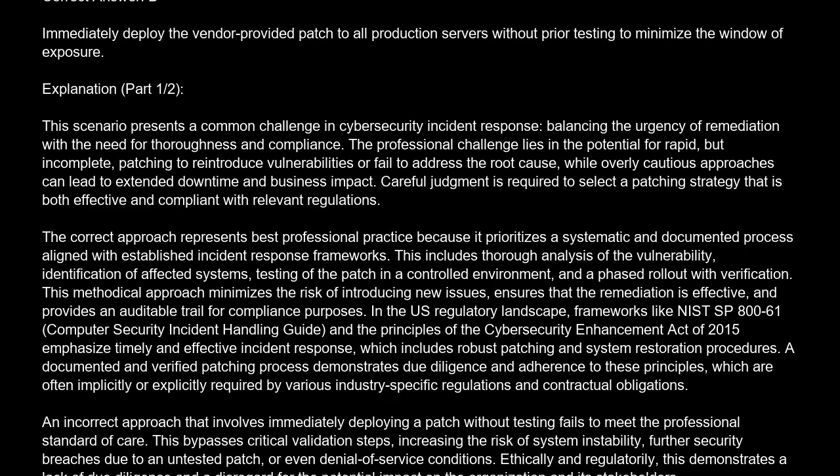The correct answer is D. Immediately deploy the vendor-provided patch to all production servers without prior testing to minimize the window of exposure.